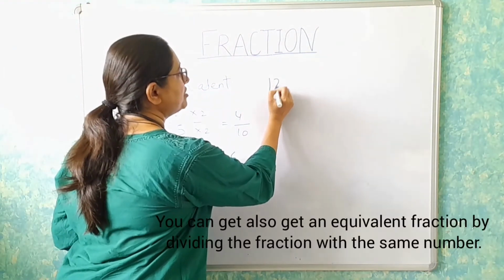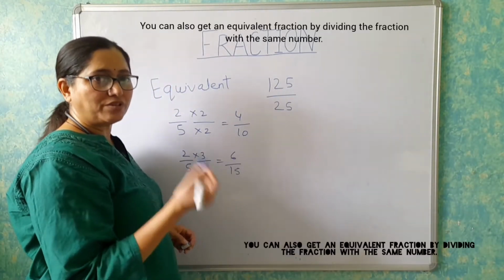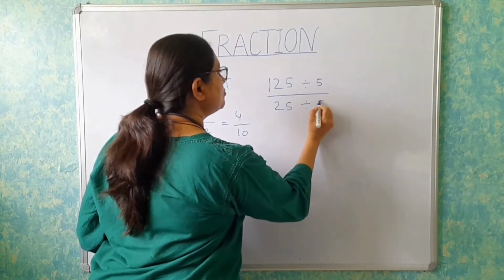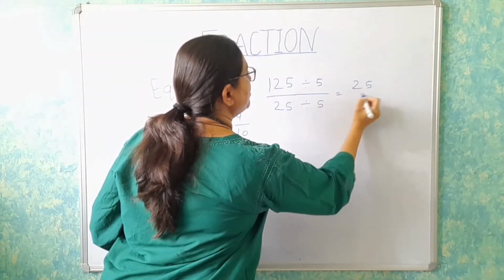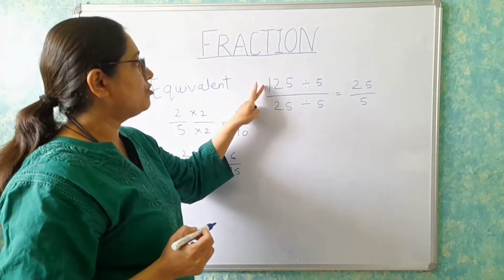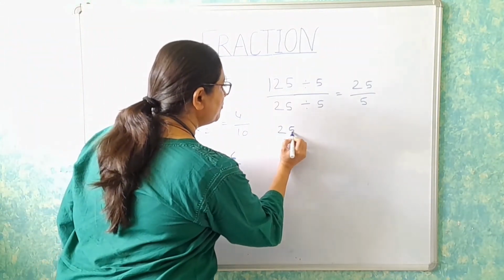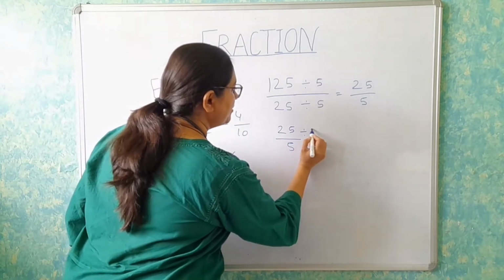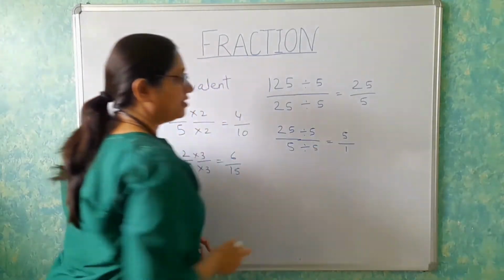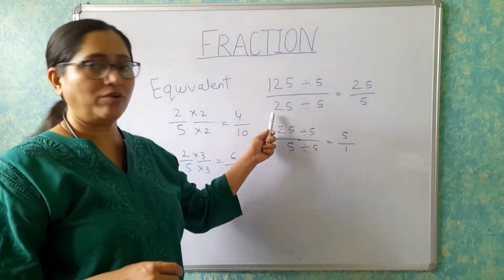If I am having a fraction 125 upon 25, and if I am dividing both the numbers with a common divisor, we can say 5, so I will get 25 upon 5. Again, 25 upon 5 is an equivalent fraction of 125 upon 25. Next, I can again divide 25 upon 5 with a common divisor, and that is again 5. So I will get 5 upon 1. So 5 upon 1 is also an equivalent fraction of 125 upon 25.